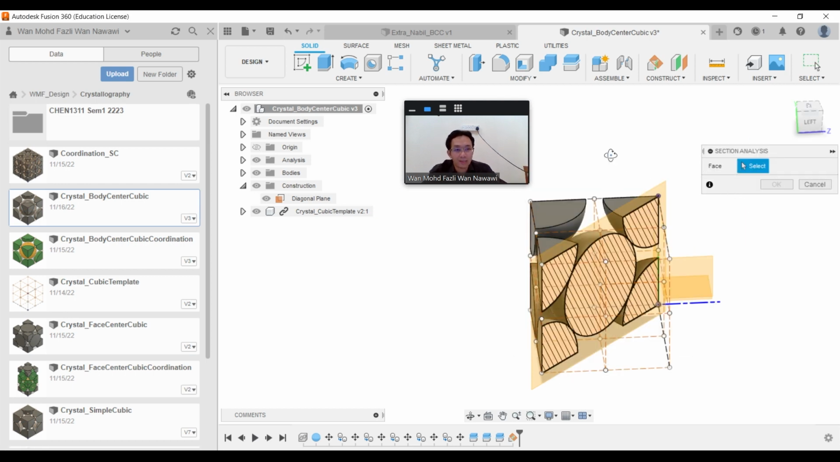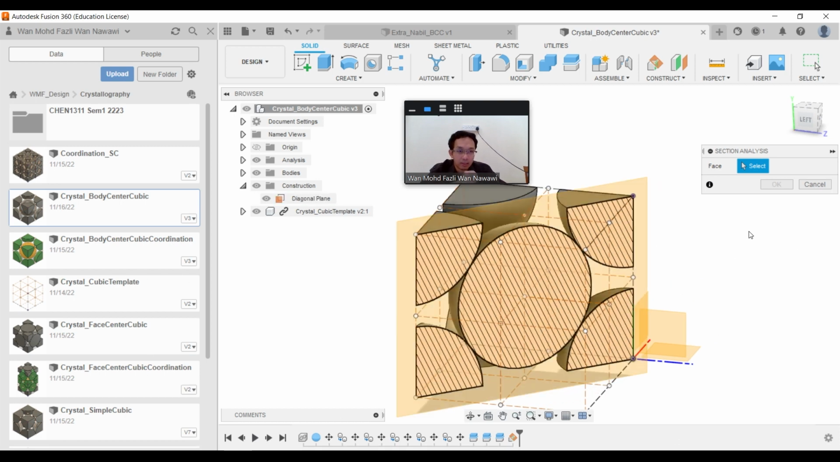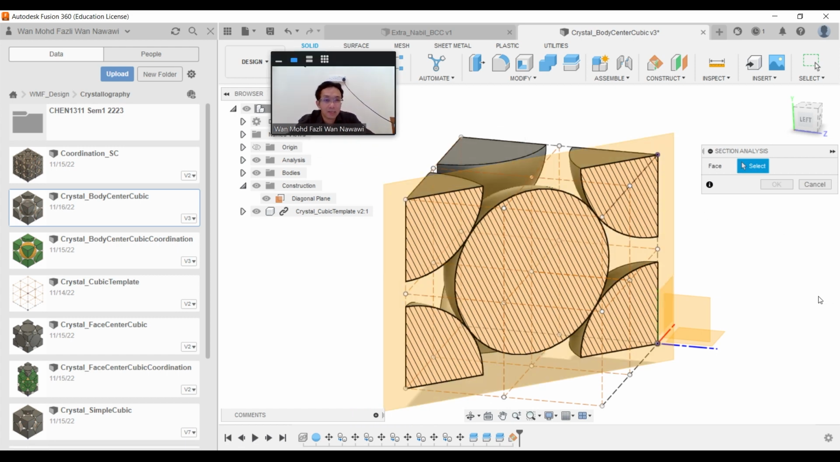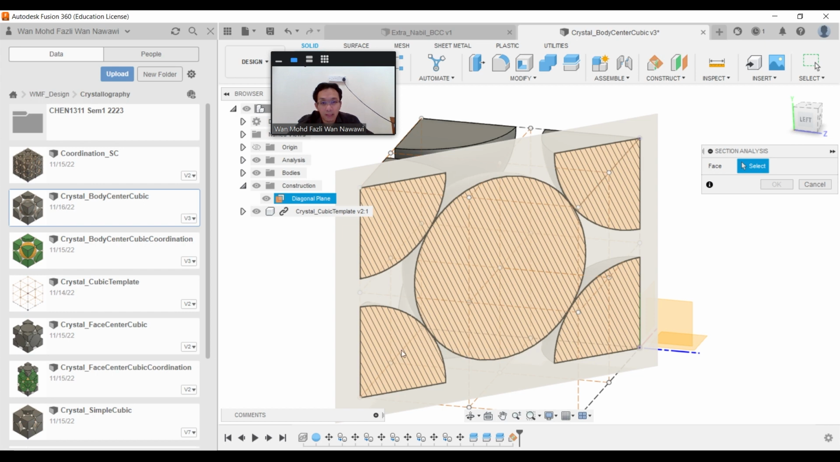Okay, so what you can see here, let me make it a little bigger. You can see this is important, because if the corner atom doesn't connect with the center atom, then you cannot correlate the radius of the atom with the cubic length. By correlating the radius of the atom with the length of the unit cell, you can get the APF.